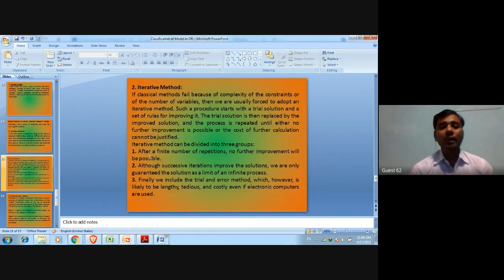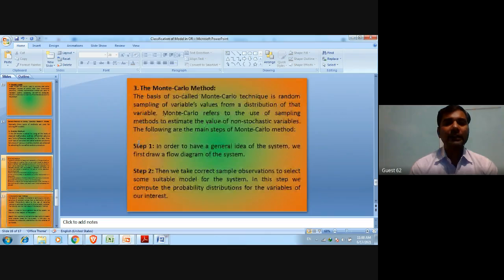If we are using many decision variables, this is very complex using the trial and error method, because it is a time-consuming process. These are the iterative methods, and the next one is the Monte Carlo method.